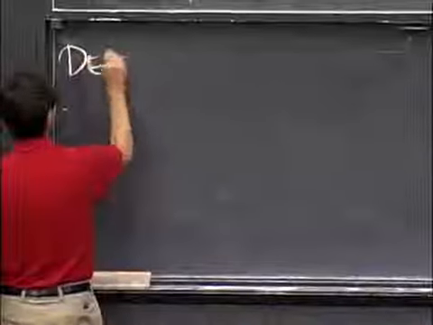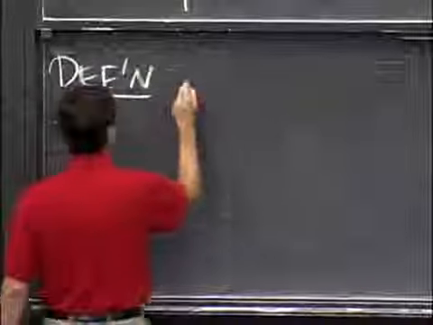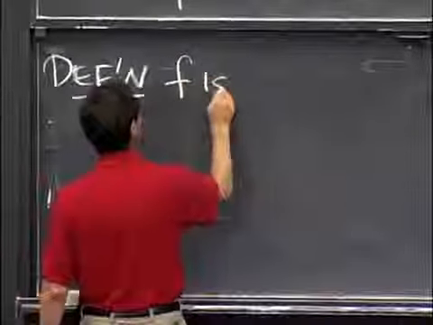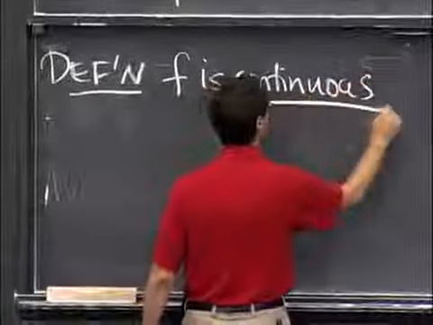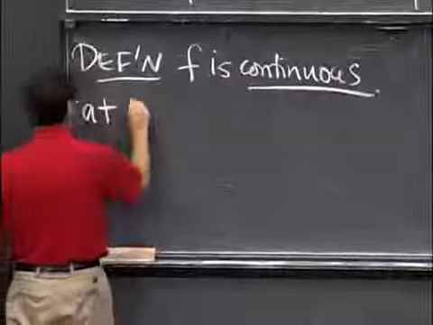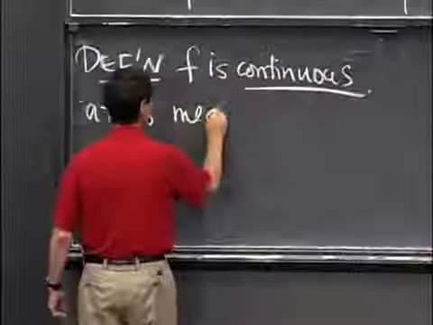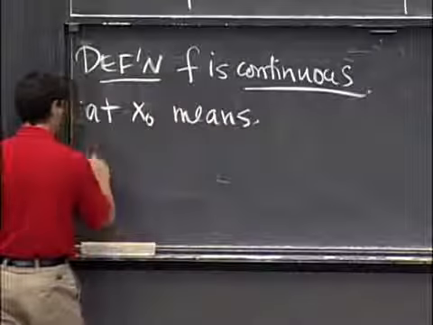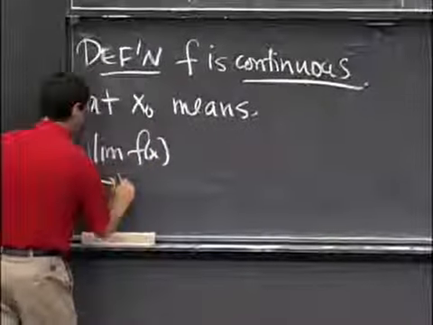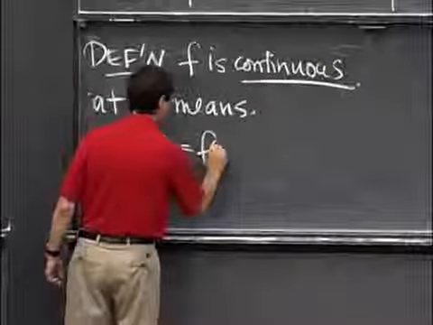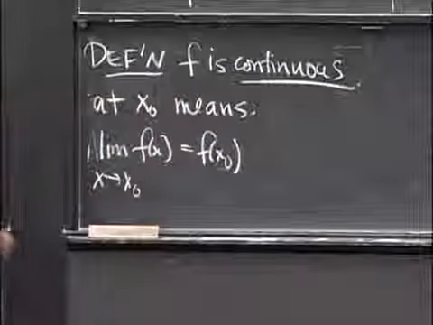So we're going to define, so f is continuous at x0 means that the limit of f of x as x tends to x0 is equal to f of x0. Right?